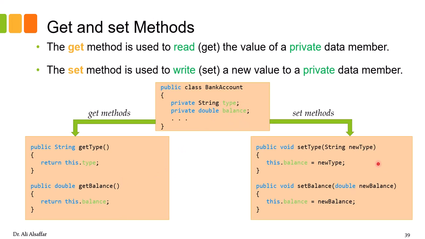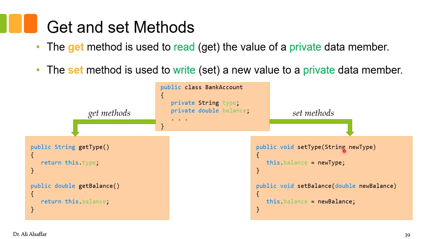Now for the set method, since the set method will change the value to a new value, we need to supply the new value as a parameter. So the return value for the set method is always void. The name will be the same name as the data member, but you put set in front of it and capitalize the first letter of the name of the variable. So if it is type, it will be setType. If it is balance, it will be setBalance, with T capital letter and B capital letter.